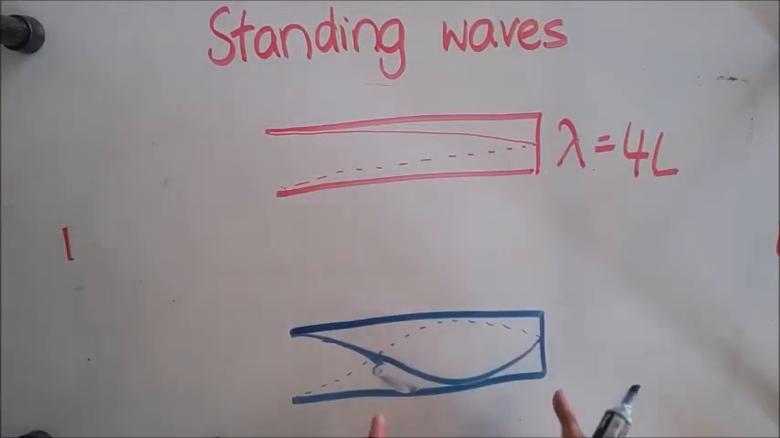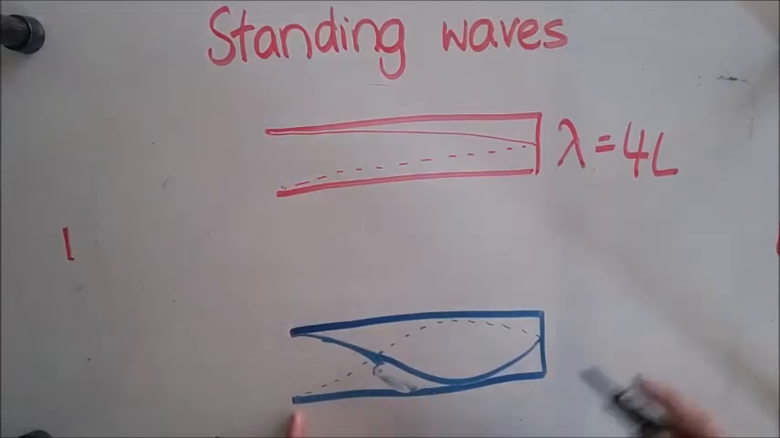I hope you can look at this and see, well, there's half a wave and there's like a quarter of a wave. So this one is not like a second harmonic. A second harmonic is a full wavelength. This isn't a full wavelength yet.